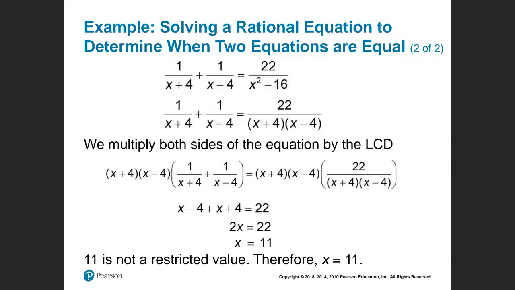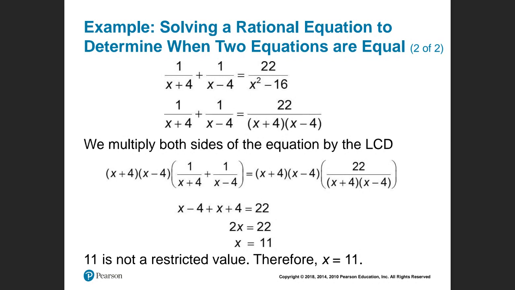So we have to find the LCD, because of the x plus 4 and x squared minus 16. If you factor, the answer is x plus 4 times x minus 4. So we multiply both sides by x plus 4 times x minus 4, on the left side and on the right side. So we just write down over here: x plus 4 times x minus 4 times the whole parenthesis.